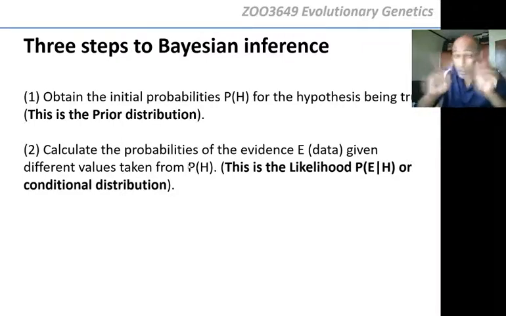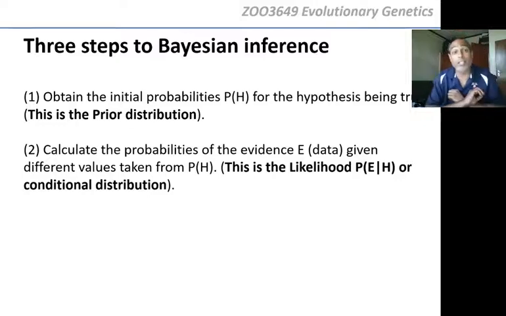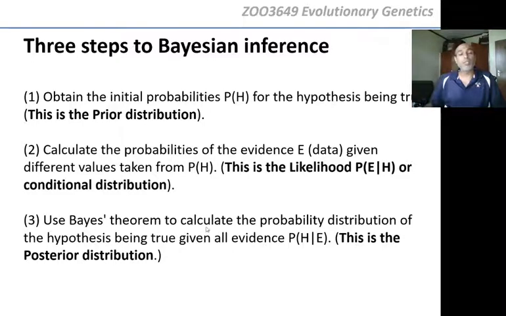You don't calculate the likelihood like you did in maximum likelihood in the last lecture, where you calculate the likelihood for every single possibility. No. For Bayesian, you calculate the likelihood only for the given prior, not for everything. That's why the prior comes first. And the third is you use Bayes' theorem to calculate the probability distribution of the hypothesis being true, given all the evidence.